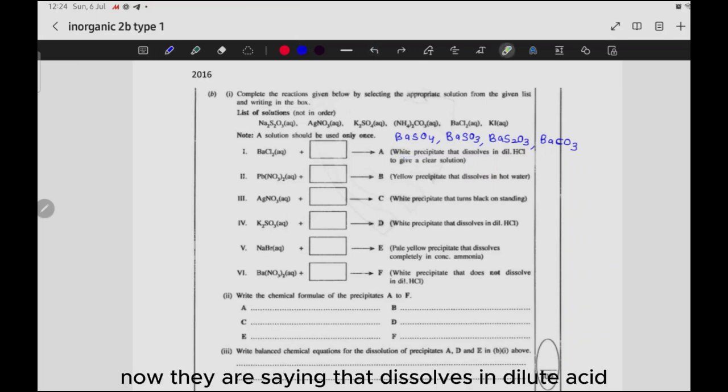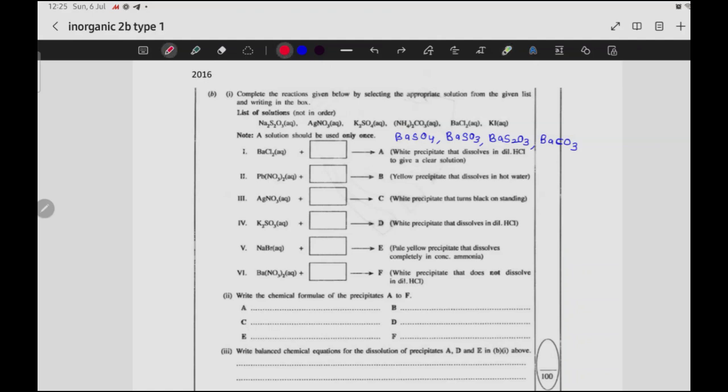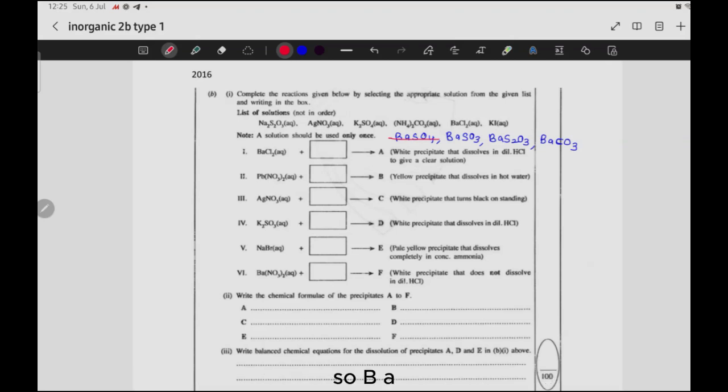Now they are saying that it dissolves in dilute HCl. So you can basically cut barium sulfate, because barium sulfate doesn't dissolve in dilute HCl. When you go through the note, you can see barium sulfate doesn't dissolve in dilute HCl, right? So BaSO4 you can straight away neglect.